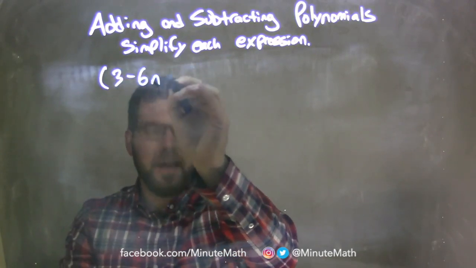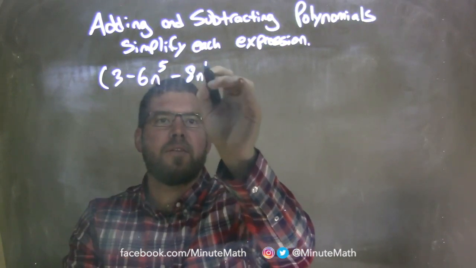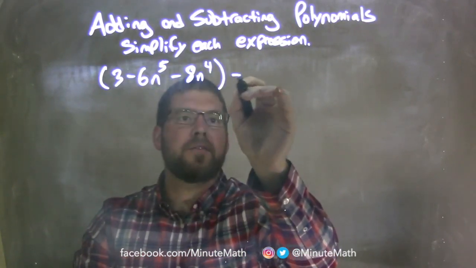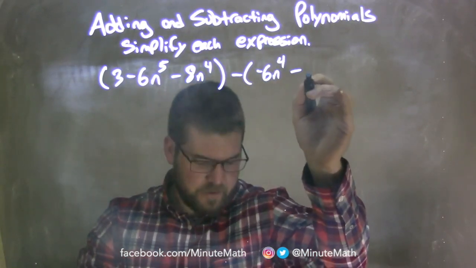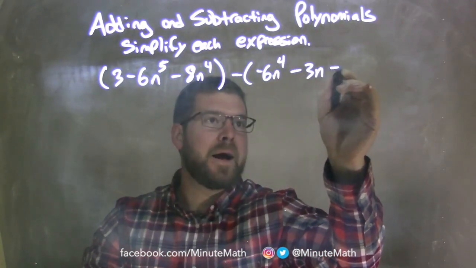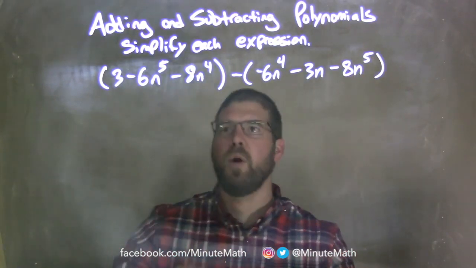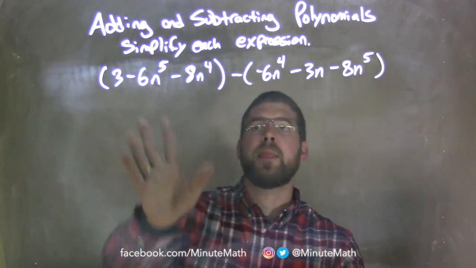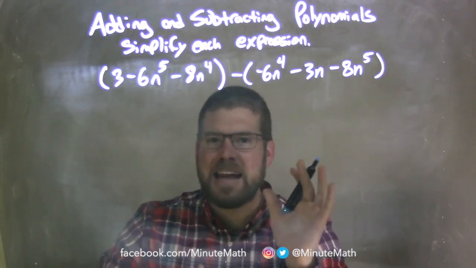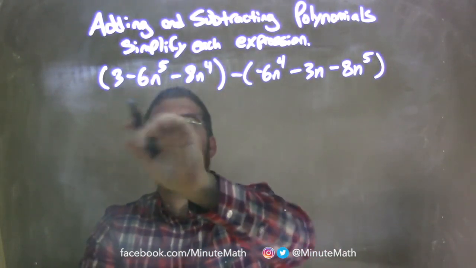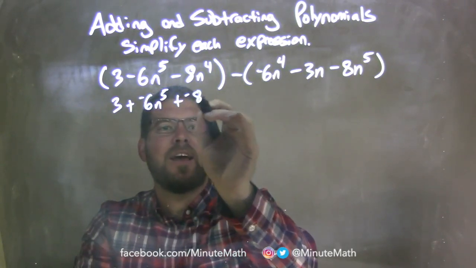3 minus 6n to the fifth minus 8n to the fourth minus, parentheses, negative 6n to the fourth minus 3n minus 8n to the fifth. Okay? Well, from here, I need to simplify this, and again, I like to have everything adding a negative. So I'm going to take everything in this parentheses and make that 3 plus a negative 6n to the fifth plus a negative 8n to the fourth.